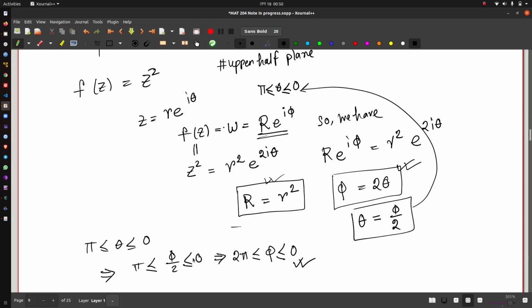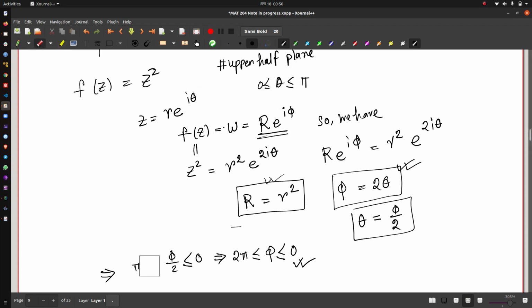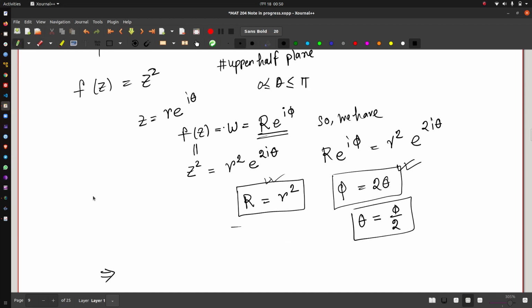Oh, I made a mistake of writing the domains here. Sorry about that. It should be in the reverse order, because theta is greater than pi but less than 0, so that doesn't make any sense. So this writing here is not correct. Sorry about that. It should be 0 theta pi. So we have this 0 phi by 2 pi, and finally you have 0 phi and 2 pi.